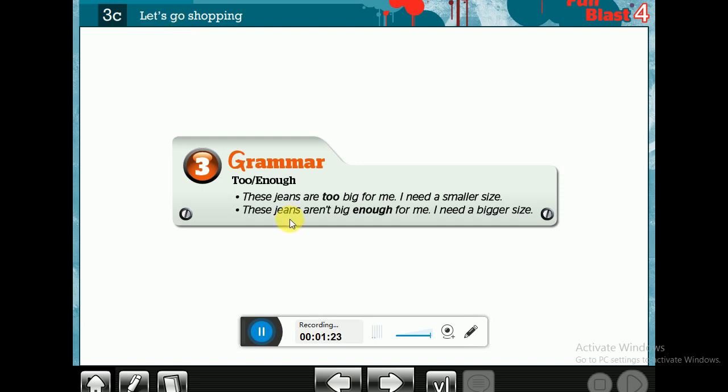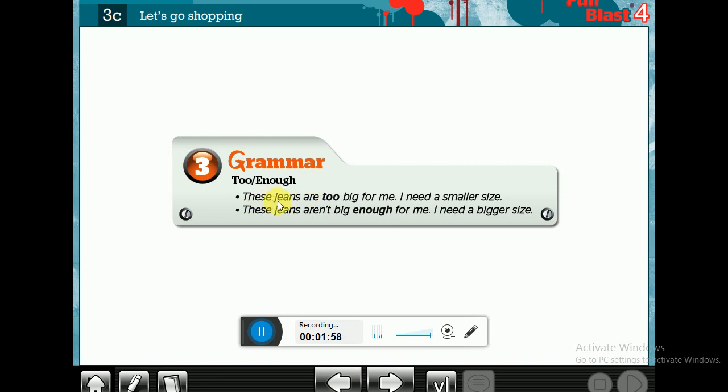Let's move to the grammar. What is the grammar concerning Lesson 3C? We have to differentiate between too and enough. What are too and enough? Too and enough are considered as a degree of both adjective and adverb. But the position of using too and enough are completely different in usage.